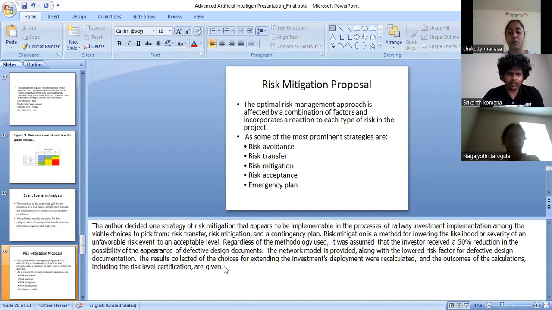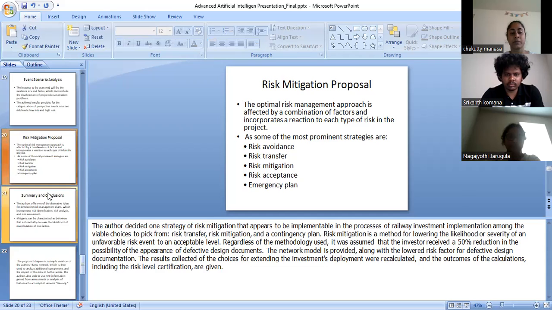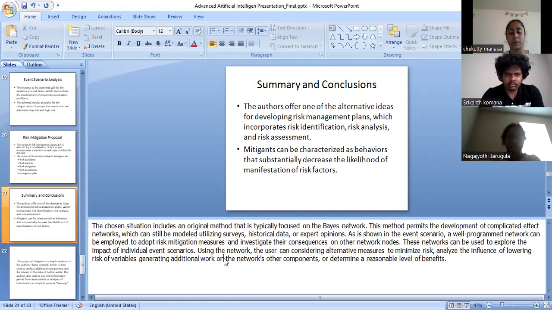The network model is provided along with the lower risk factor for defective design documentation, and the results collected for the choices for extending the investment's deployment were recalculated, and the outcomes of these calculations, including the risk level certifications, are given. So some of the most prominent strategies are risk avoidance, transfer, mitigation, acceptance, and the emergency plan. So I would like to summarize this paper by saying that the authors have offered one of the alternative ideas for developing the risk management plan, which incorporates risk identification, analysis, and assessment.